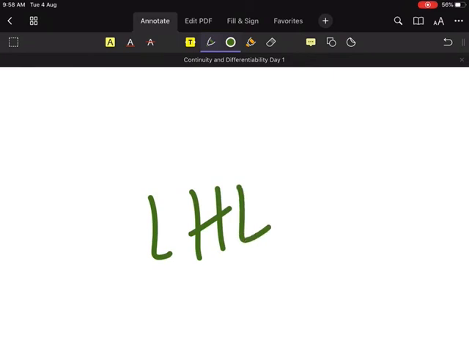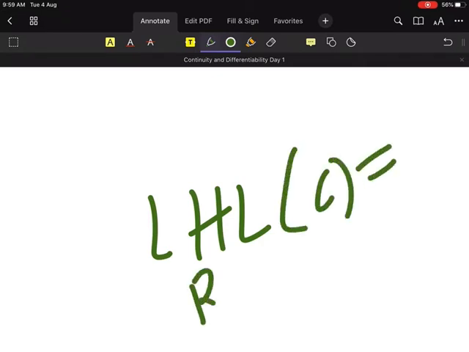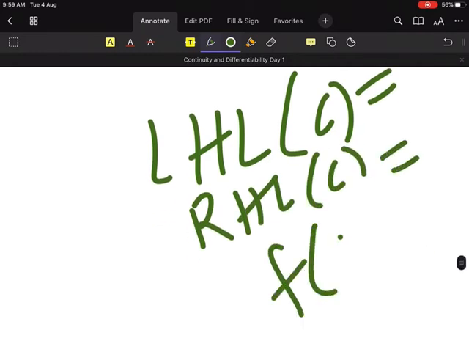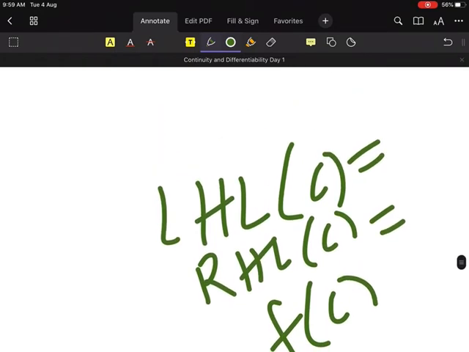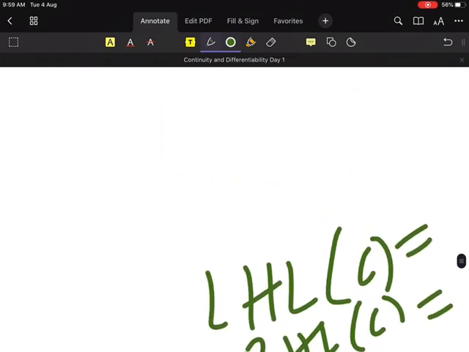Now we discussed last class, to find whether a function is continuous at a point, we need to find the left hand limit at that point, and then the right hand limit at that point, and then the value of the function at that point. If these three values are equal, then we can say that the function is continuous at C. Everyone clear? Yes, sir. Yes. Now let's move on.